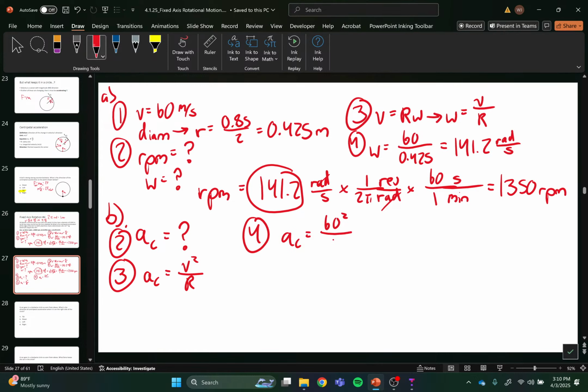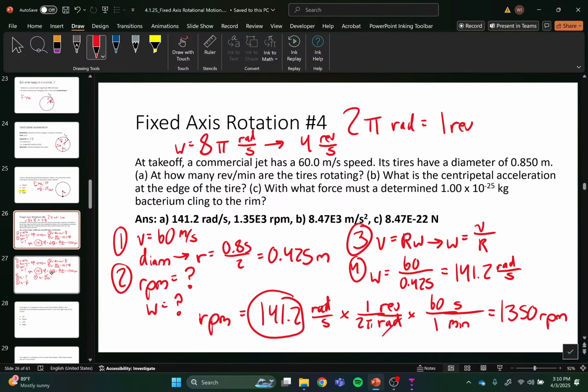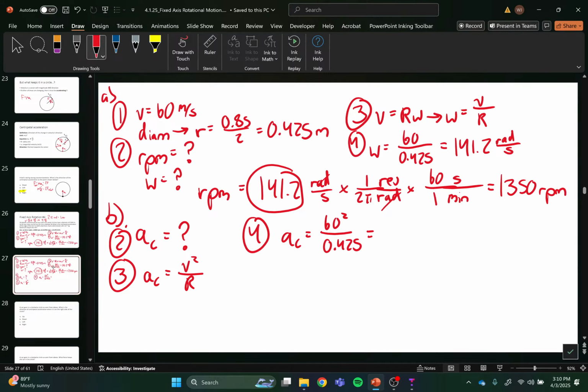Velocity is 60, radius is 0.425, and that spits out the 8,470. I'll chuck it in my calculator to get the nice one. I think that one's maybe a little bit rounded, but it doesn't really matter. Yeah, it's basically that. All right, great. That's the acceleration. Everything on the outside of that wheel is accelerating that much to be able to stay on the wheel.